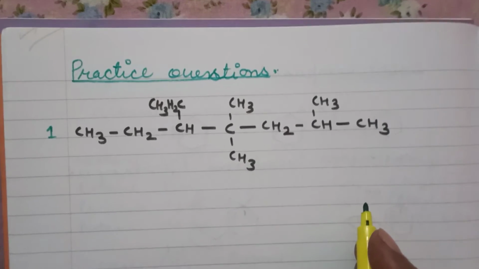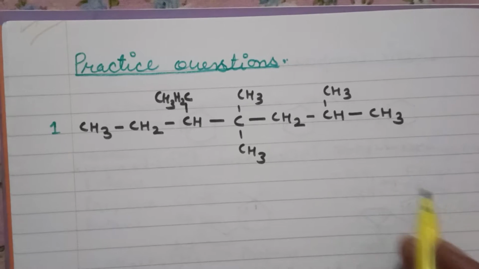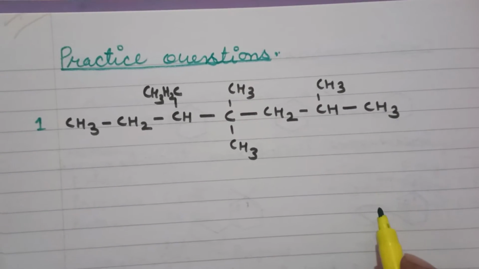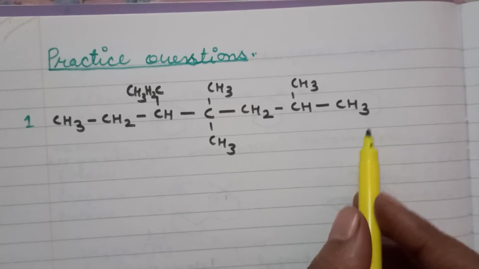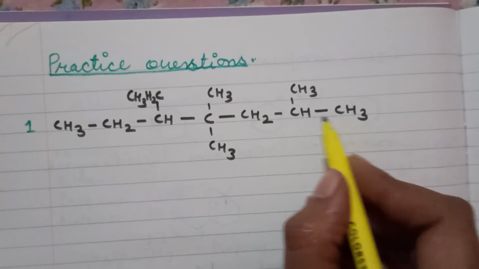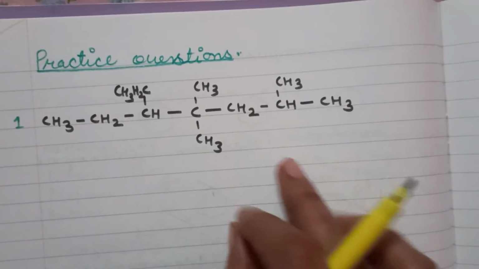Good morning children. Let us do some practice of IUPAC naming of hydrocarbons. This structure is given. What would be the name of this structure? Let us count the number of carbon atoms which form the longest chain: 1, 2, 3, 4, 5, 6, 7. Seven carbon atoms in the longest chain.